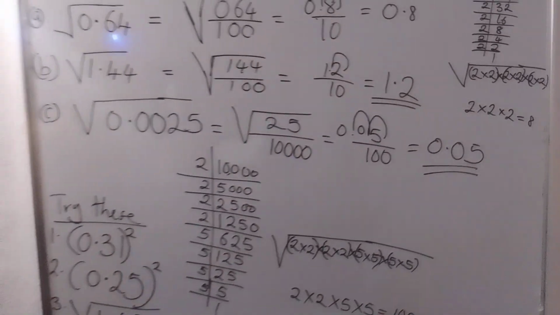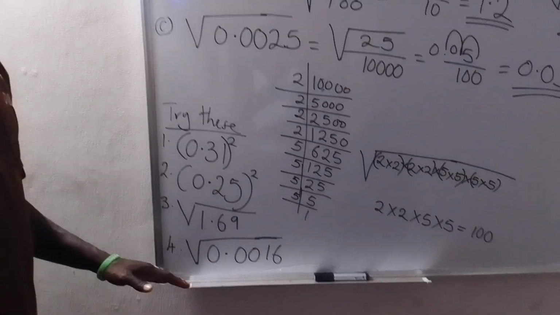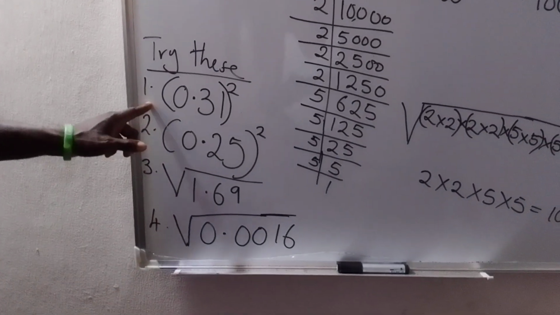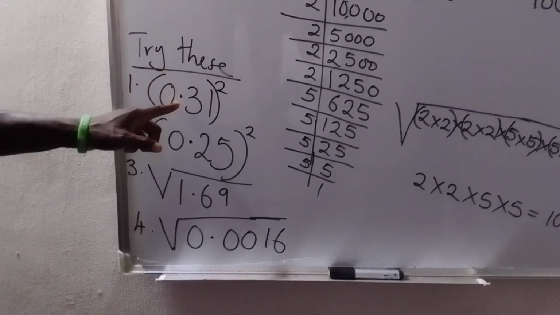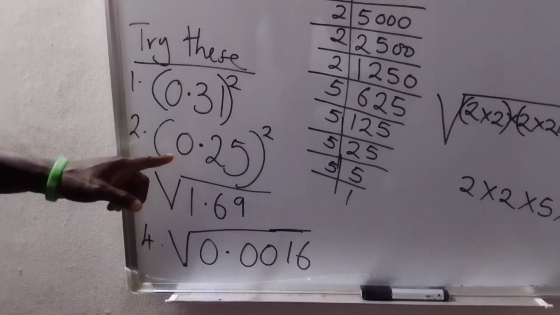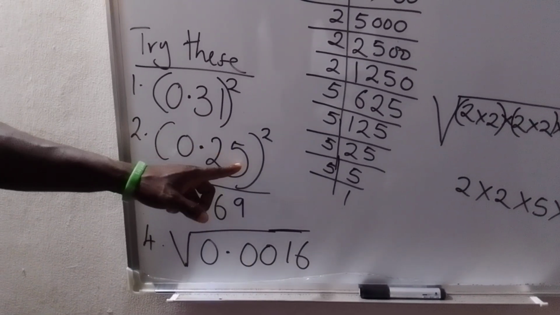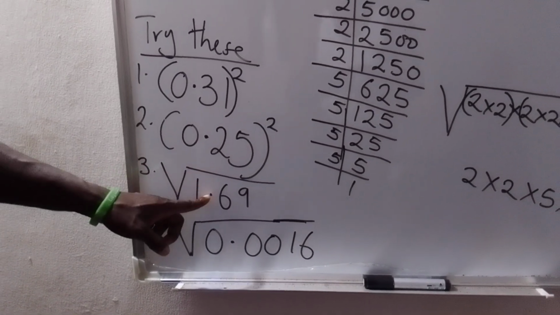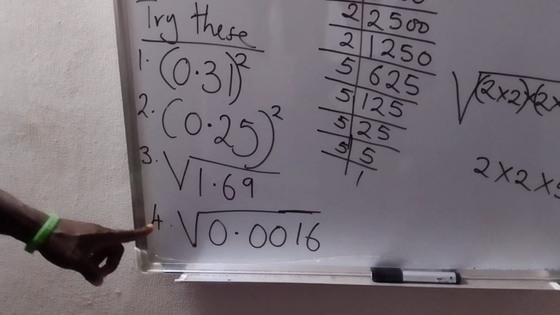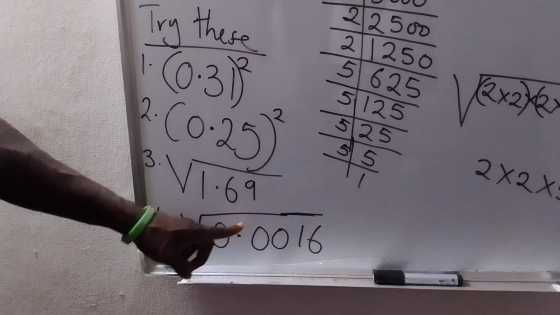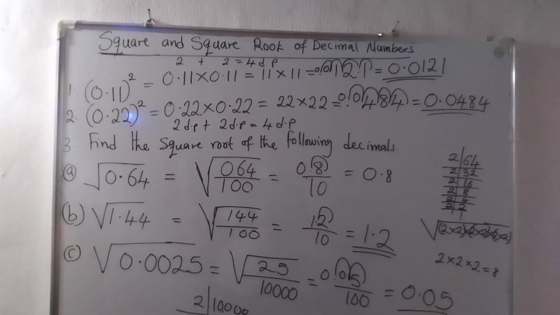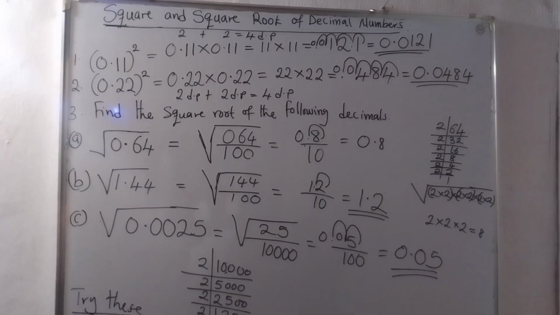Now this is our take-home exercise. We have number 1, the square root of 0.25, the square root of 1.69, and the square root of 0.0016. Follow these simple examples that I solved and I believe we're able to solve this. There's nothing to be scared of.